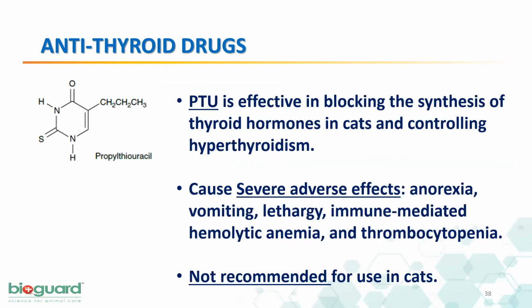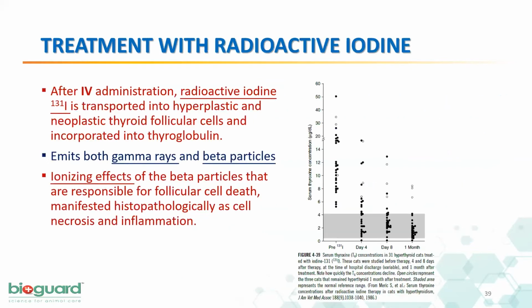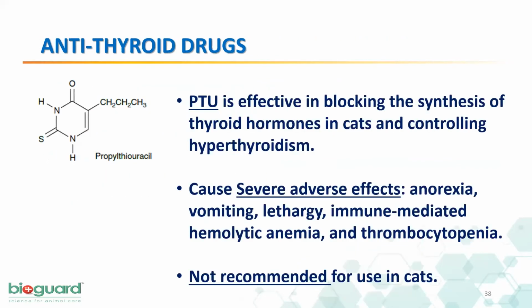The third drug is propylthiouracil, which is also commonly known as PTU. It is very effective in blocking the synthesis of thyroid hormone in cats. However, this drug has the most severe effects compared to the previously mentioned drugs. That's why it is also not recommended for long-term treatment in cats.